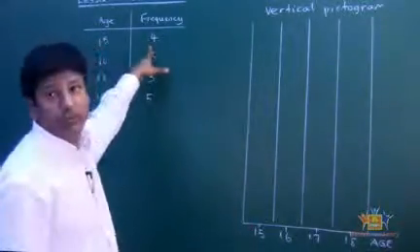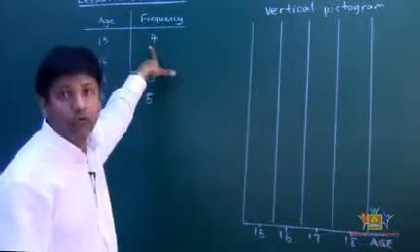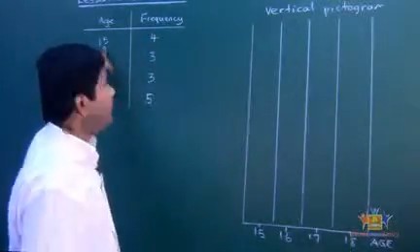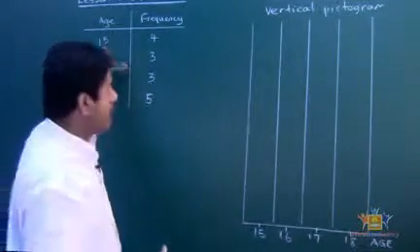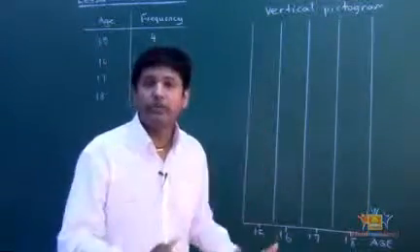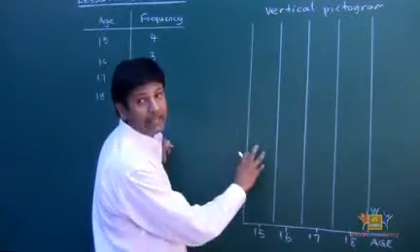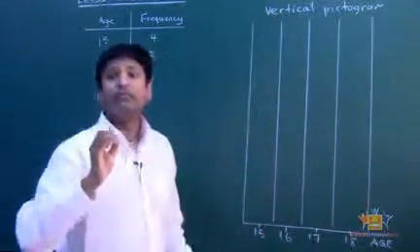What is the frequency for 15 age? 4. There are 4 students who have handphones at the age of 15. Okay, now that's the pictogram. What you want to do is you want to represent the data in the form of pictures.